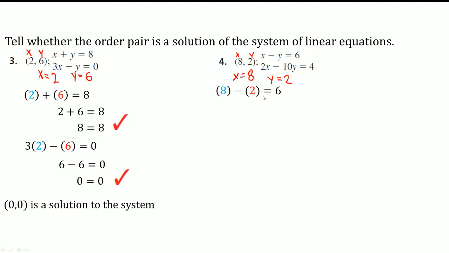So 8 minus 2, does that equal 6? 8 minus 2 does become 6, so 6 is equal to 6. We would say that is a valid answer. It works for the first equation. Let's see if it works for the second equation.